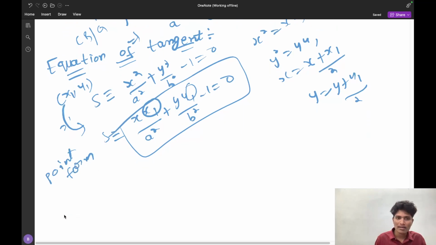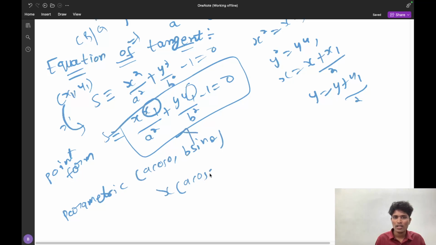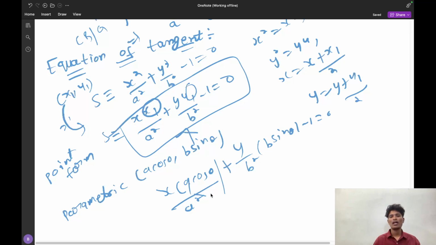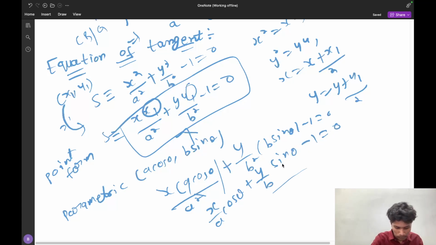Now let's discuss the parametric form. What is parametric form? Simply substitute a cos theta comma b sin theta as the point in this equation. What you will get? x into a cos theta divided by a square plus y by b square into b sin theta minus 1 is equal to 0. What you will get? x by a cos theta plus y by b sin theta minus 1 is equal to 0. So this is the answer.